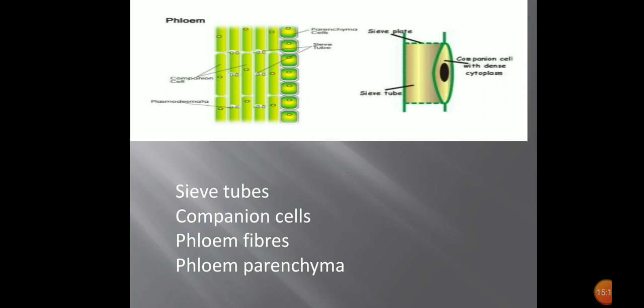So sieve tubes have perforated end walls, and phloem, unlike xylem, passes things in both directions. Phloem cells are living cells and transport food from the leaf to the other parts of the plant, and phloem parenchyma helps in storage of food. In the same way, let us see about the animal tissues; this was about the plant tissues.